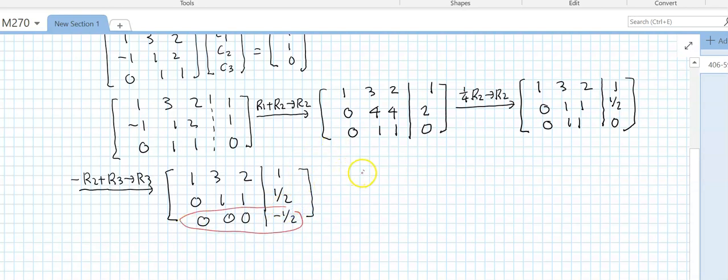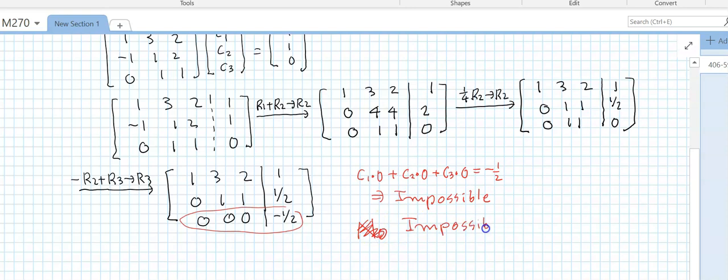Okay, so this is impossible. What do you mean? It means C1 times 0 plus C2 times 0 plus C3 times 0 equals negative 1/2. That's impossible, right? So there is no solution, or I'd say just impossible. No such solution exists.